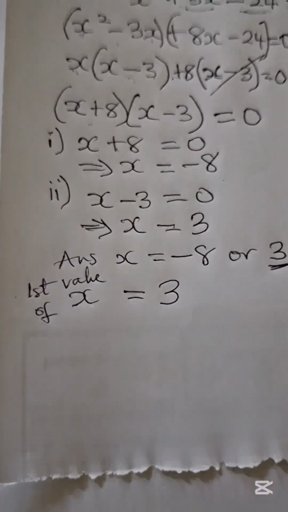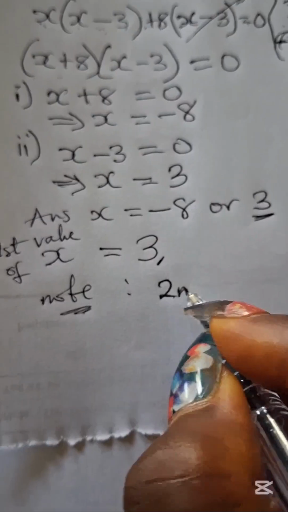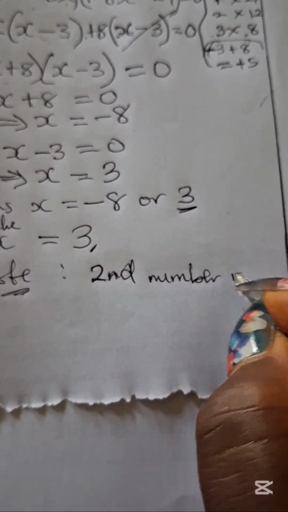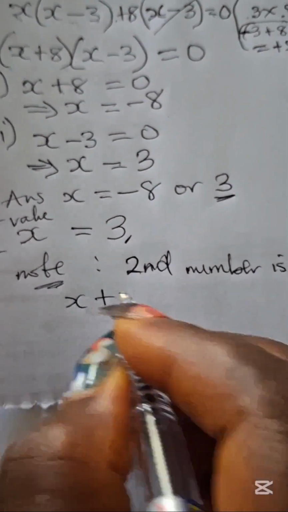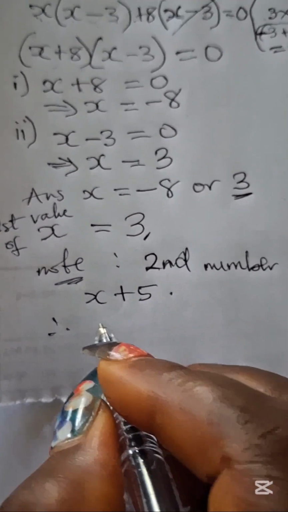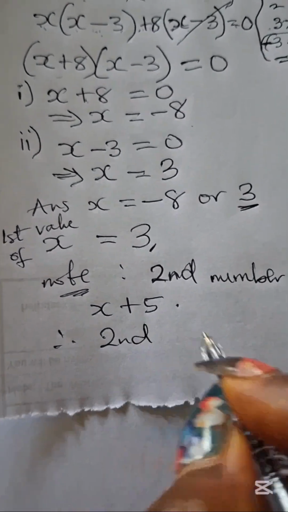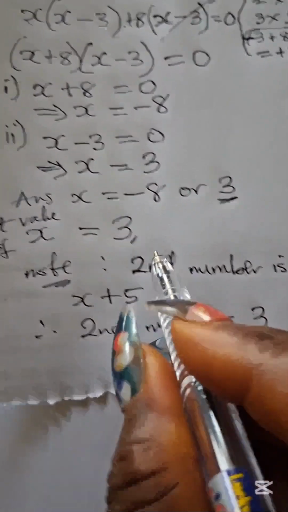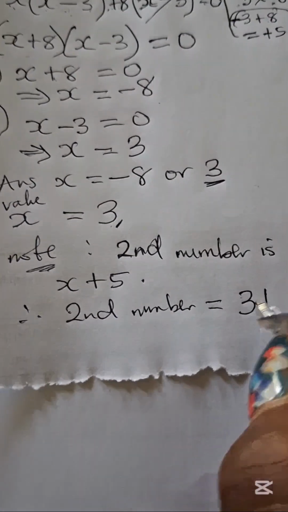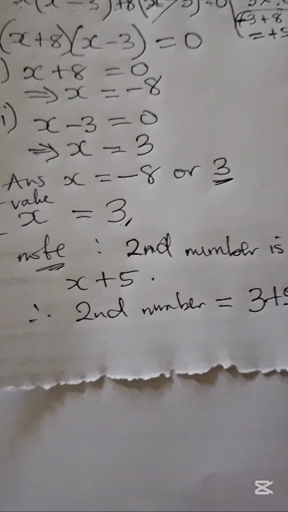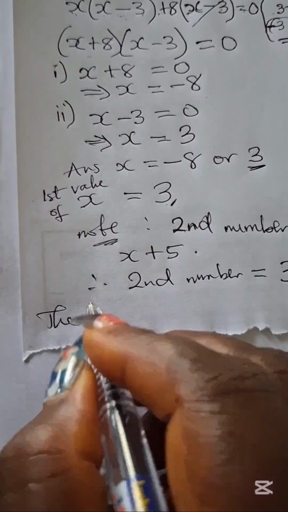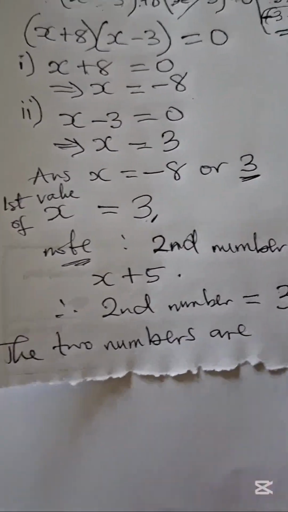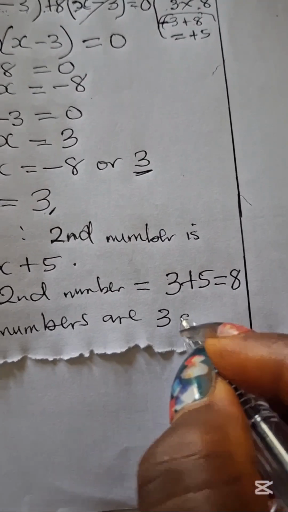That's a whole number. If x is 3, the second number is x plus 5. Therefore, the second number here now is equal to 3 being x. Remember, x is 3 plus 5, and that will give us 8. The two numbers are 3 and 8.